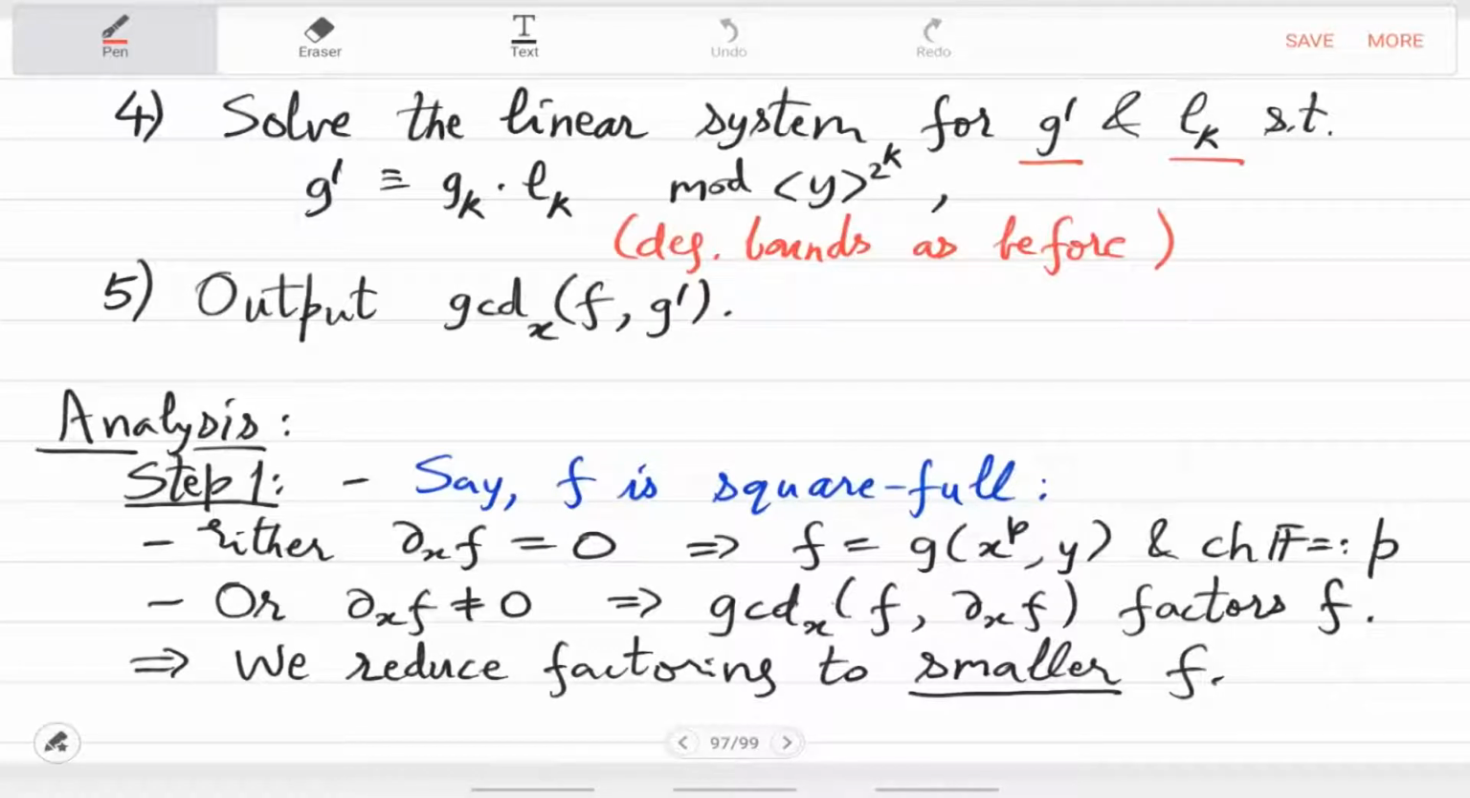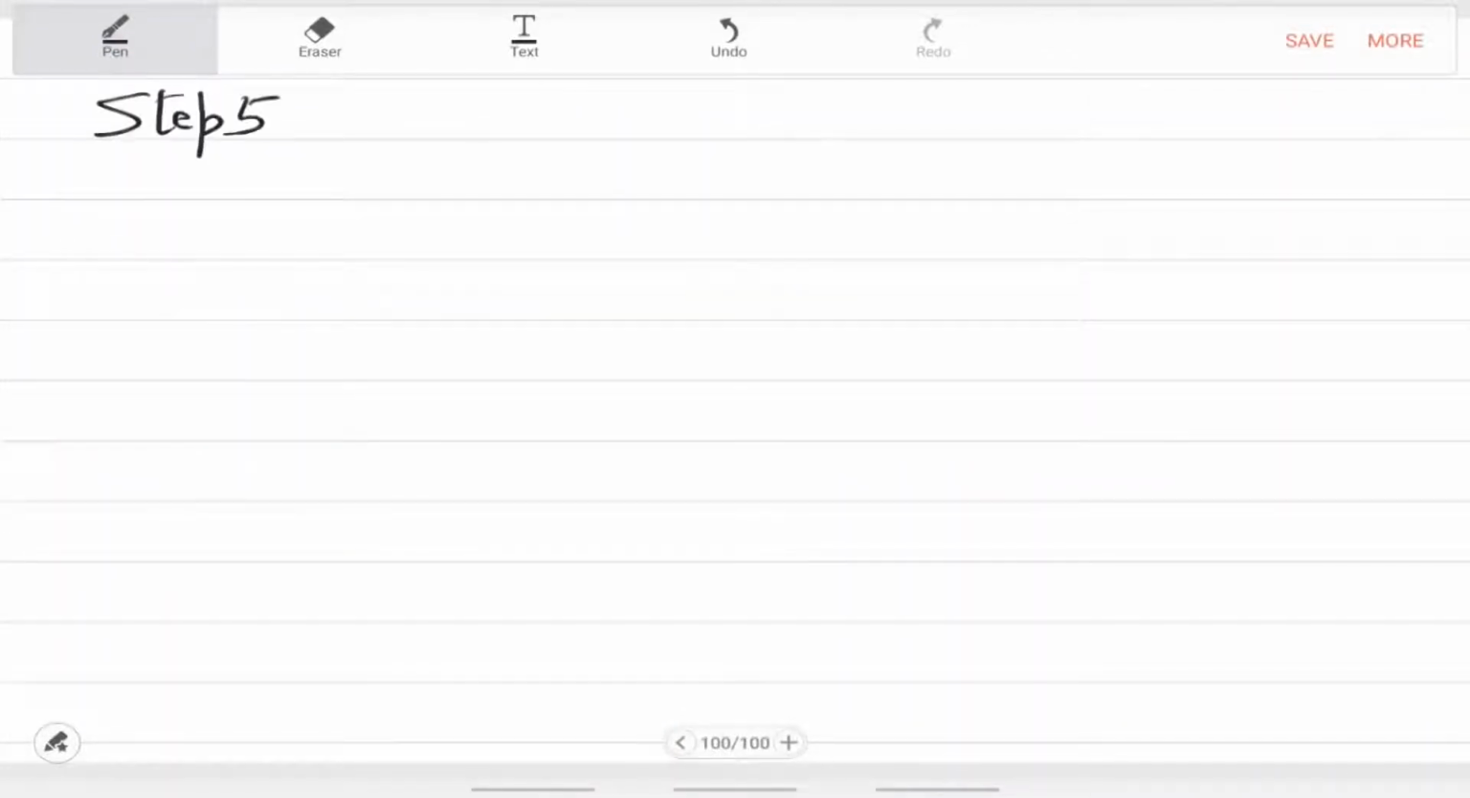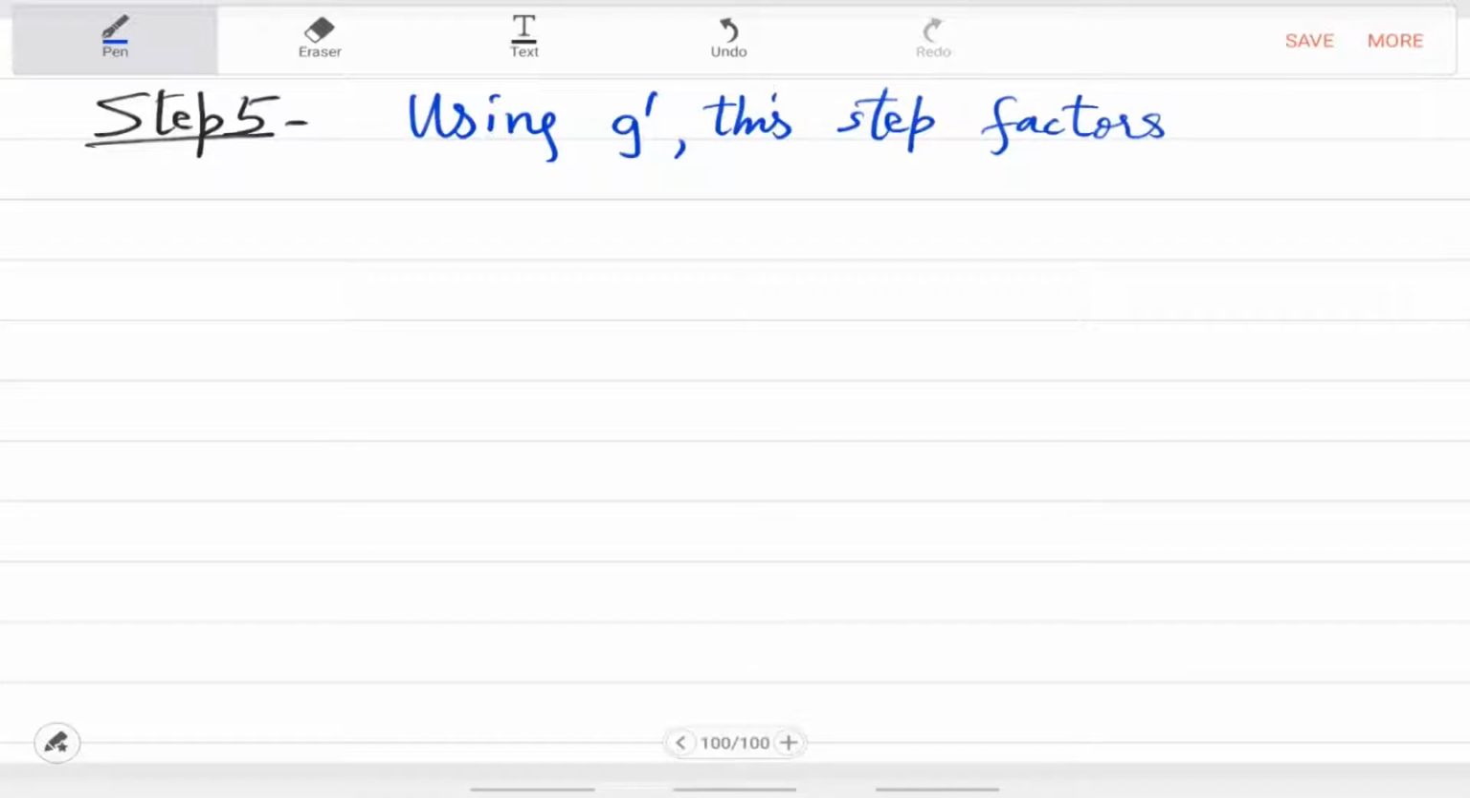So the last step now we have to analyze. So in step 5, why are we claiming that this will factorize? So let's move to that. Okay, so this proof was done. In particular, g works for the linear system. So let's analyze step 5 now. So here the claim is that if you have found a g prime, you factor f. And if you did not find a g prime, then it's a proof that f was irreducible.